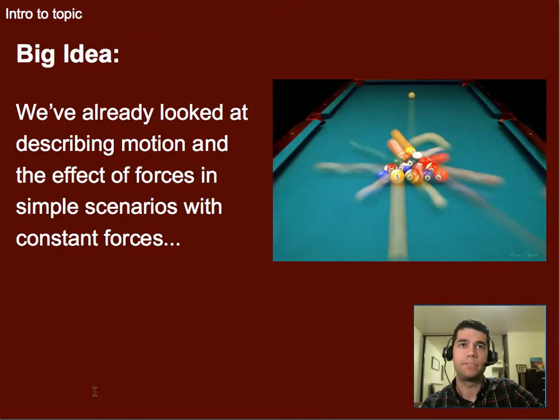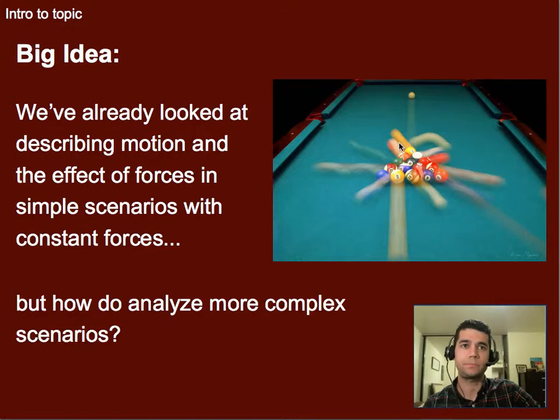Alright, so the big idea for this unit that we're working towards in general is that we've already looked at describing motion and the effect of forces in simple scenarios. But really, what do we do when something's more complex? What I mean by that is we've looked at constant forces and one force on one thing. But what happens in a case like billiards or pool where you have multiple things hitting each other? How do we describe those scenarios?